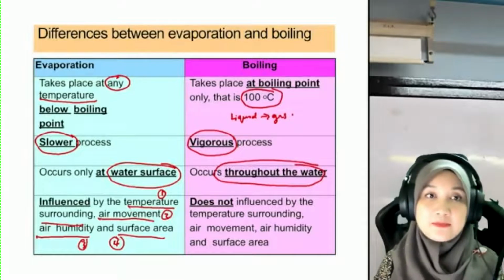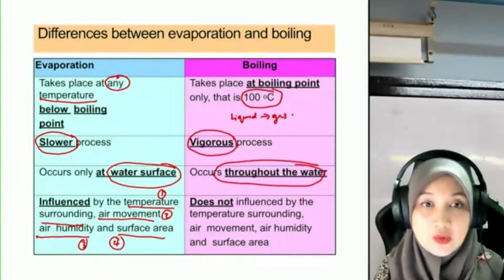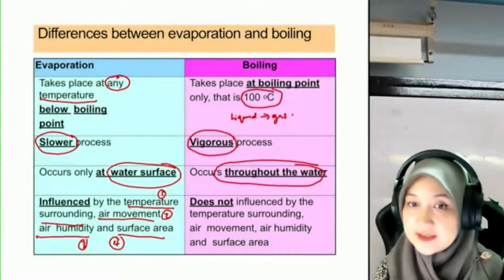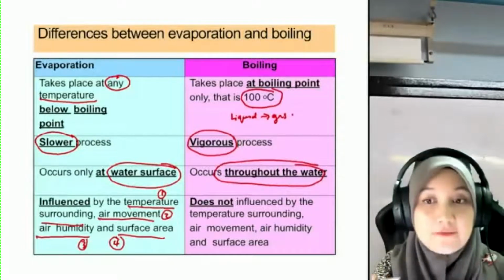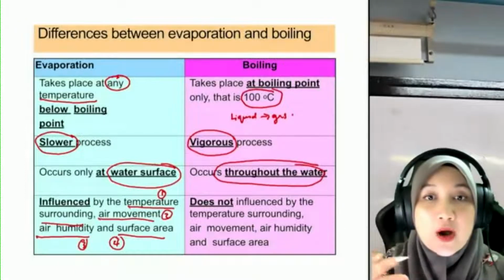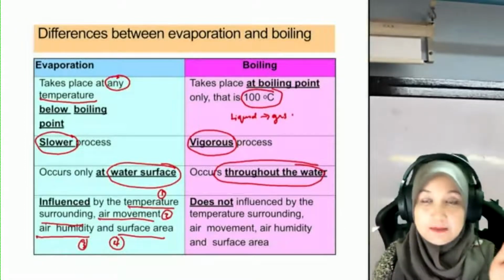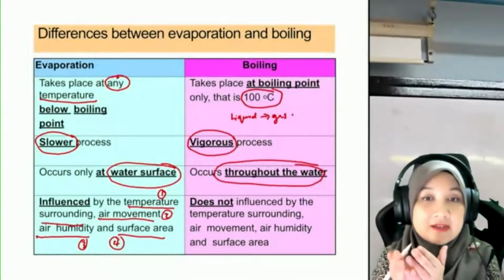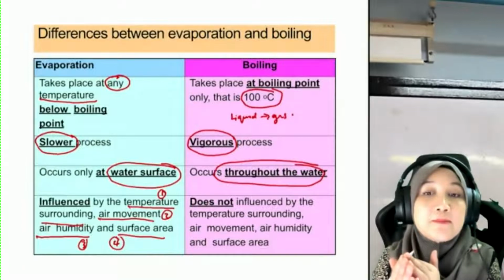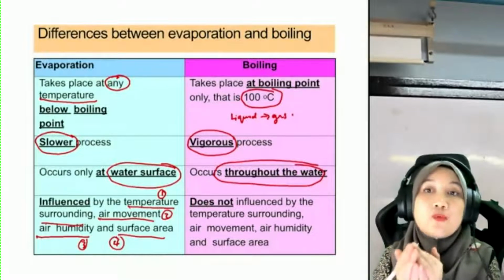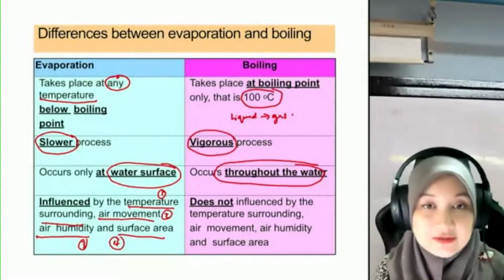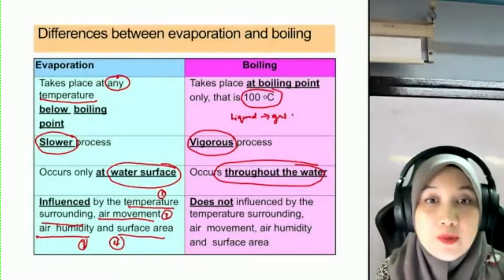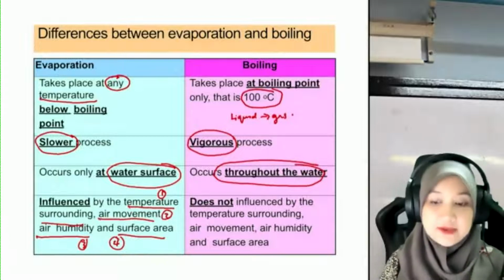For example, when we are talking about water, liquid water will boil at 100 degrees Celsius. But if we are going to boil a glass of oil, it will need more than 100 degrees Celsius. The boiling point is not the same. Only water will boil at 100 degrees Celsius, but materials other than water will boil at different temperatures.